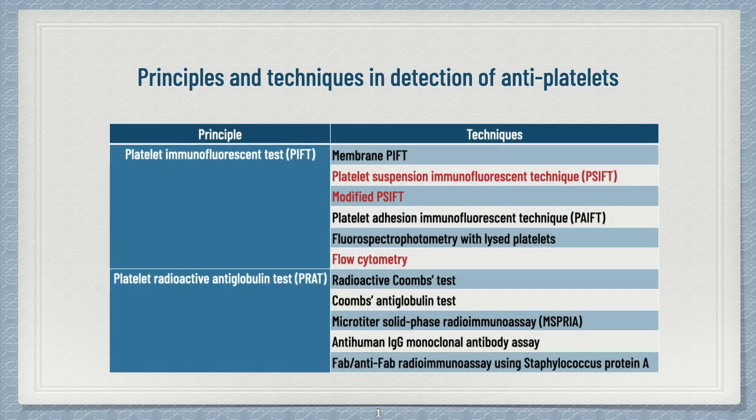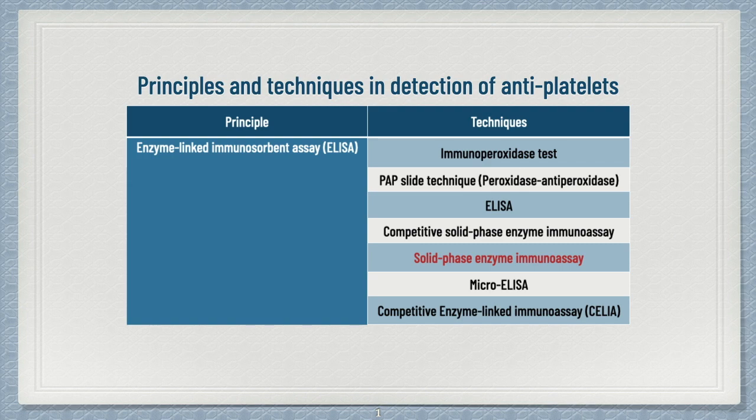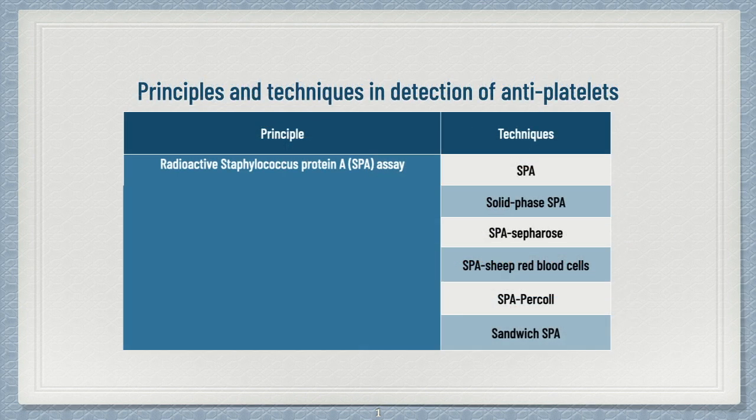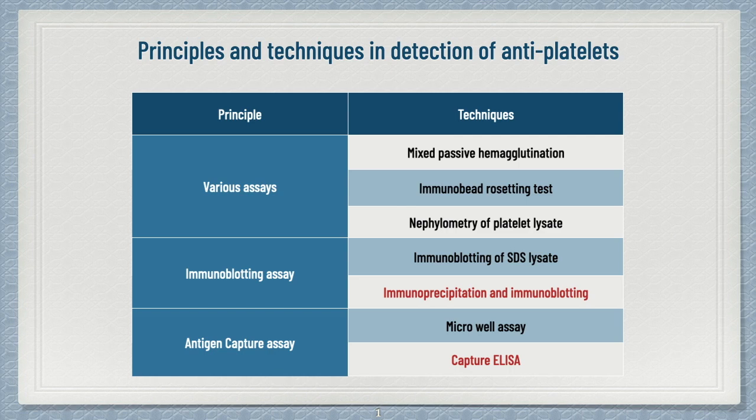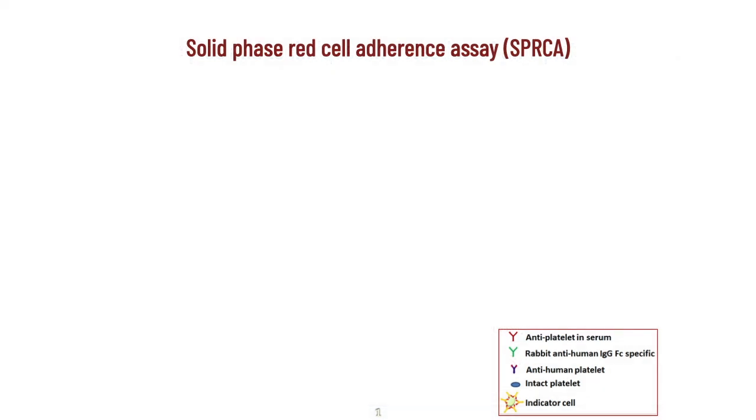Detection of antiplatelet antibodies is based on various principles including platelet immunofluorescence test, platelet radioactive antiglobulin test, enzyme-linked immunosorbent assay, radioactive Staphylococcus protein A assay or SPA, and other principles including immunoblotting and antigen capture. In this lecture, some techniques are explained since there are commercially available test kits and they are performed as specific laboratory investigation in many institutes. The first technique is solid phase red cell adherence assay or SPRCA.